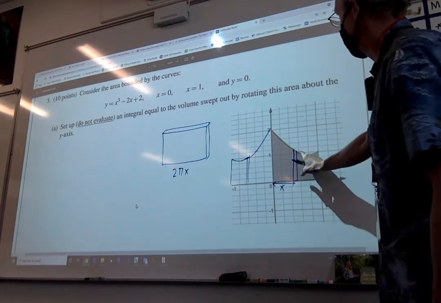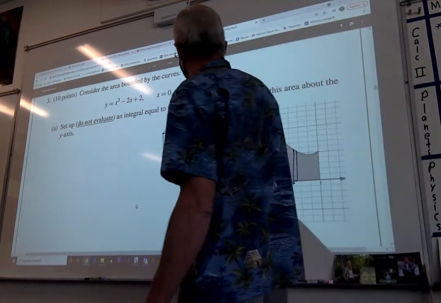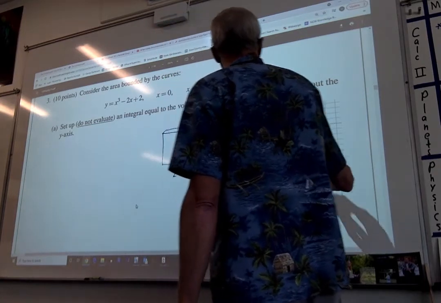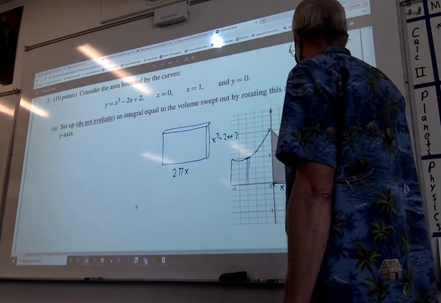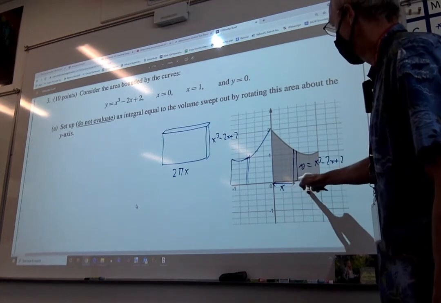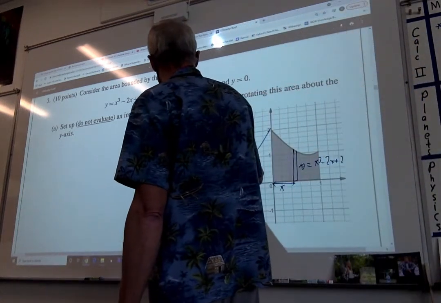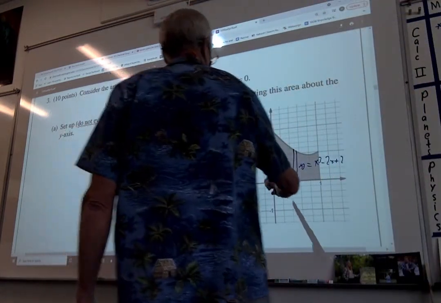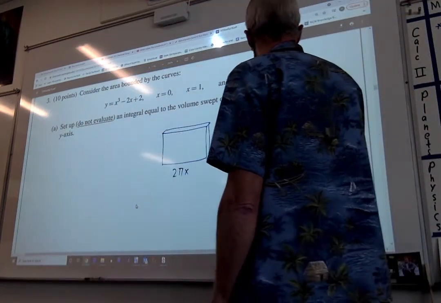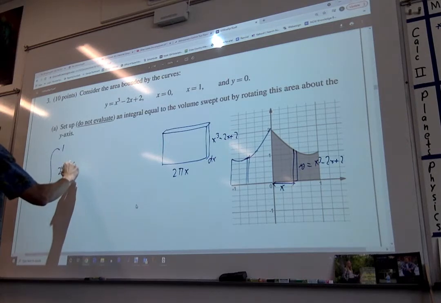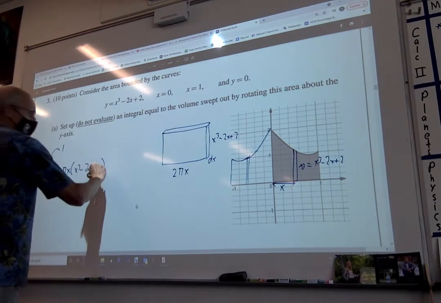Then the height is the function, y, which is x cubed minus 2x plus 2. That's the height. And the thickness is dx. And now we're done. All right, so now we integrate from what? x goes from 0 to 1. So the integral from 0 to 1 of 2 pi, I just multiply all those things together: 2 pi x times (x cubed minus 2x plus 2) dx.